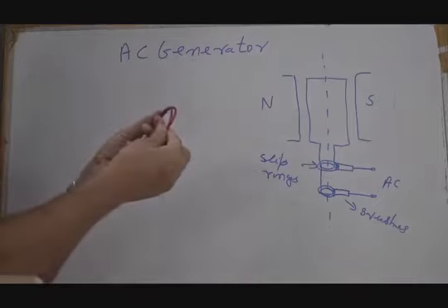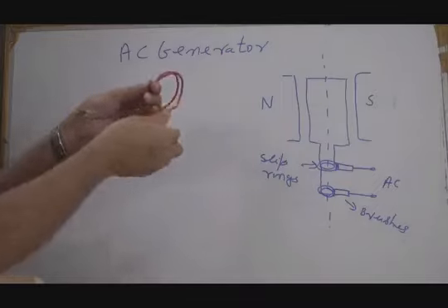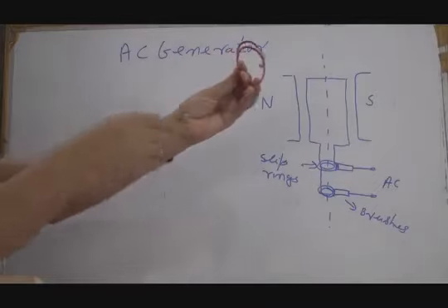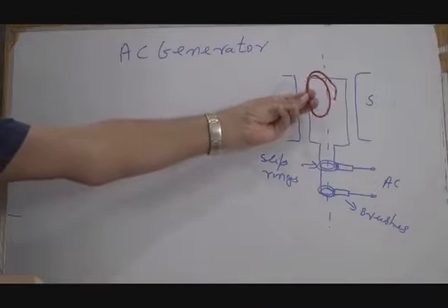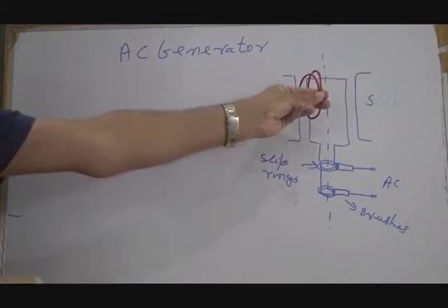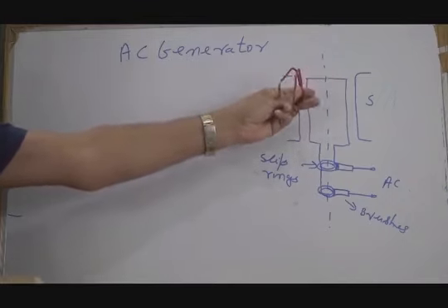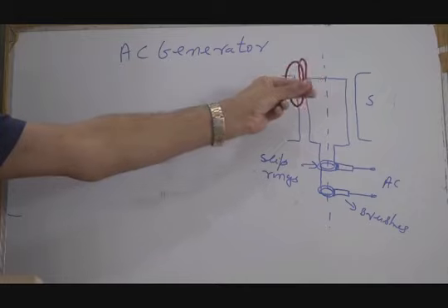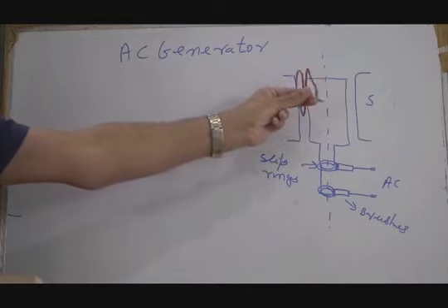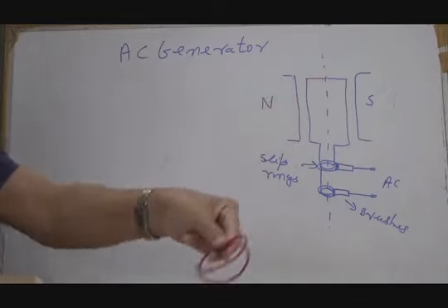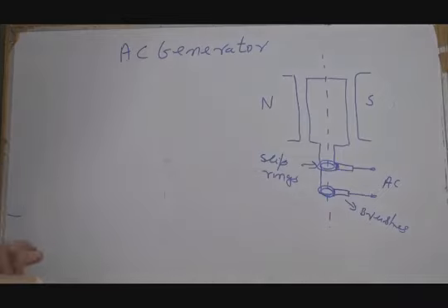This is the coil. It is placed in this magnetic field and this coil will rotate like this. So due to rotation, there will be continuous change in the flux in this coil. So due to change in the flux in the coil, there will be induced EMF.